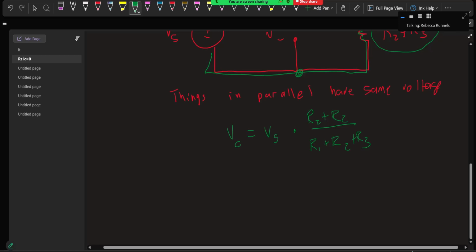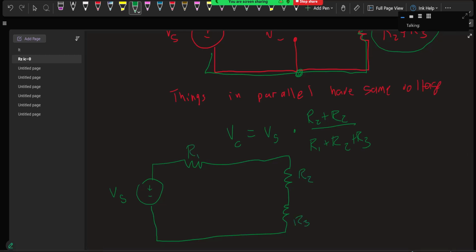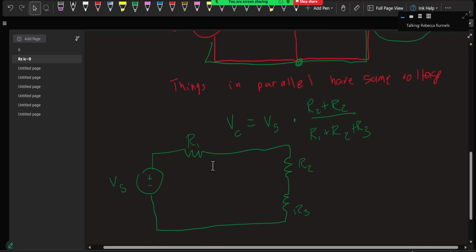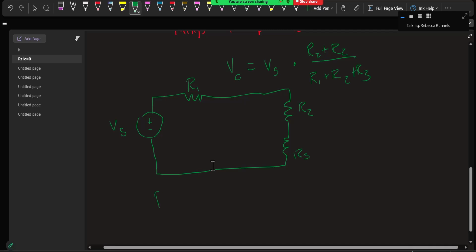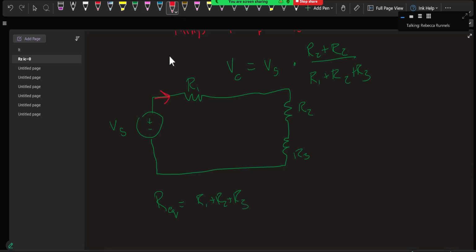So besides using voltage division, we could do this. What is my entire resistance in this circuit? R1, 2, 3. Yep. So my equivalent resistance for the entire circuit is R1 plus R2 plus R3. Do I have the same current through all of my resistors? Yep, they're in series. So my current is going to be Vs over R1 plus R2 plus R3.